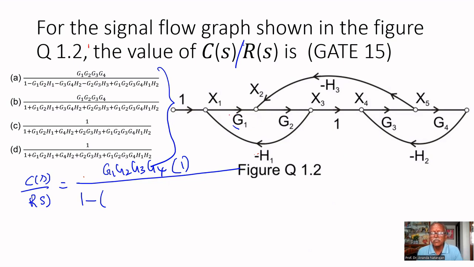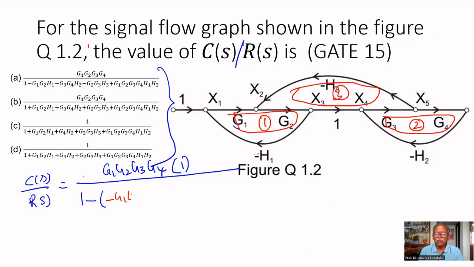What are the individual loops? This is one individual loop. This is another individual loop. This is the third individual loop. Loop 1, loop 2, and loop 3. Therefore, the loop 1 gain is minus G1, G2, H1. The loop 2 gain is minus G3, G4, H2. Loop 3 is minus G2, G3, H3.